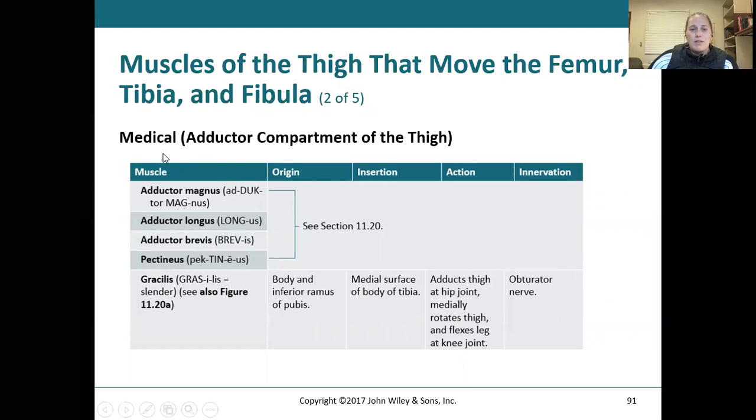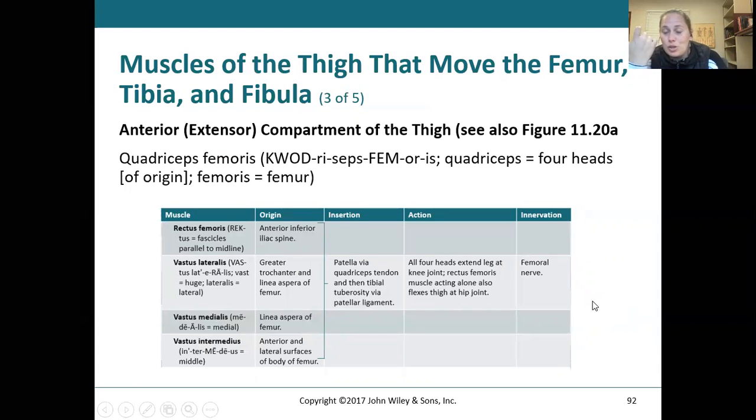So in terms of the compartment of the thigh, the adductor magnus, longus, adductor brevis, and pectineus, we'll see in section 11.2. The gracilis: its origin is the body and inferior ramus of the pubis. The action here is to adduct the thigh at the hip joint and flex the thigh. Again, it's got that obturator nerve there.